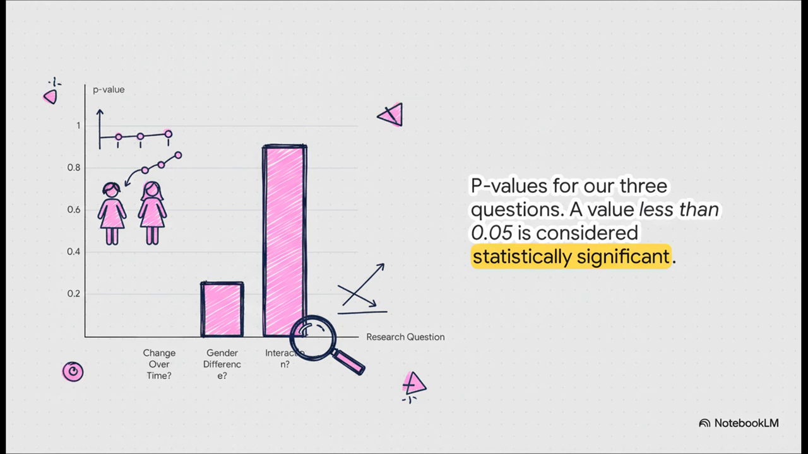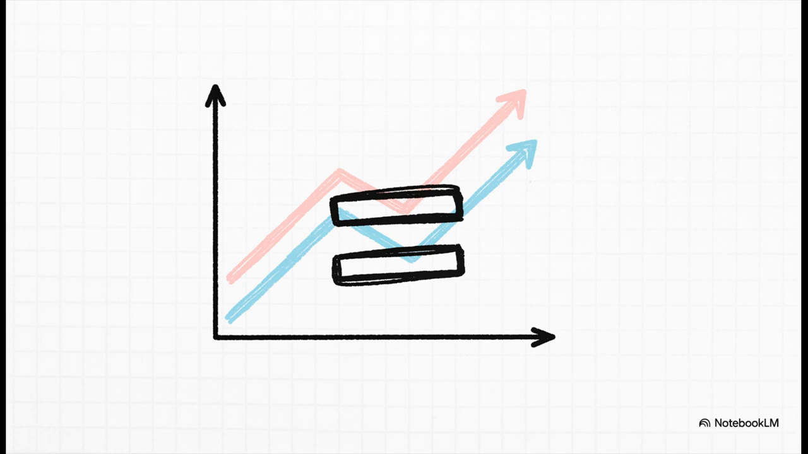And finally, the big one, the interaction. Did the change over time depend on gender? Again, that's a no. So let's just put that main finding front and center. The big reveal here is that there was no significant interaction. What does that mean in plain English? It means that while the program was effective for everyone, the pattern of that improvement was basically the same for both the male and female students.